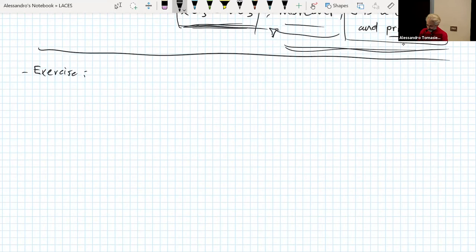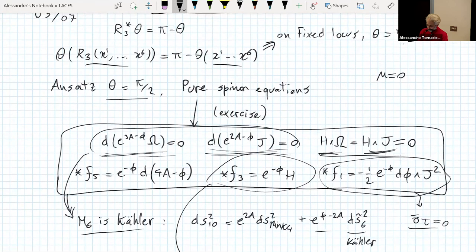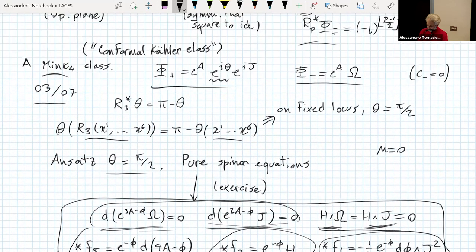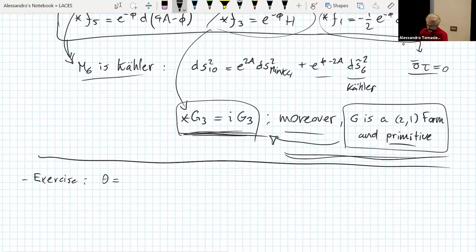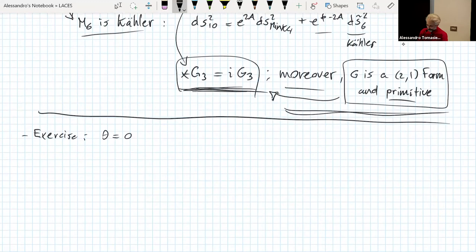do the same exercise with theta. By the way, I should have said that this was in 2A, of course. It's implicit in the fact that we use the O3, O7. And you can try to use theta equals zero. This is compatible instead with the O5. And see what you'll find. The conditions lead to a manifold which is still complex, but not Kähler. This is what you should find.